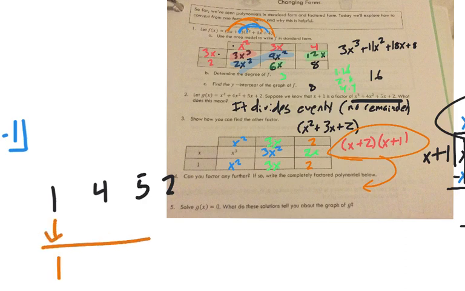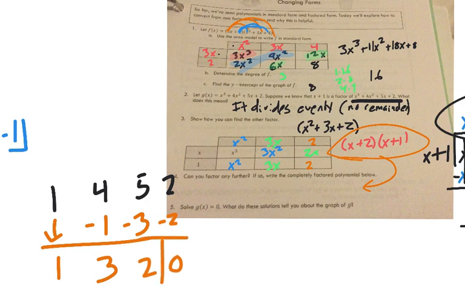We bring the first number down. We take this number, multiply it by what's in the box. 1 times -1 is -1. And then combine. So 4 minus 1 is 3. 3 times -1 is -3. And then combine. 5 minus 3 is 2. And then multiply. 2 times -1 is -2. 2 minus 2 is 0.